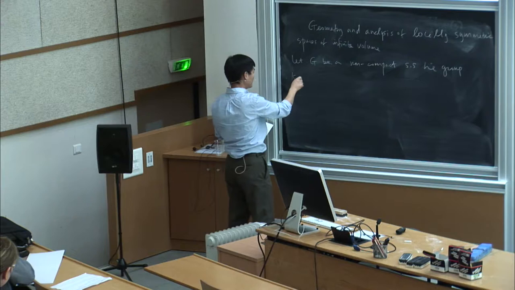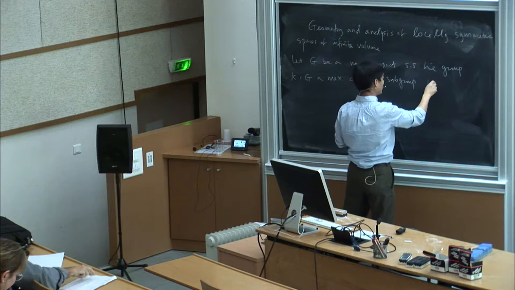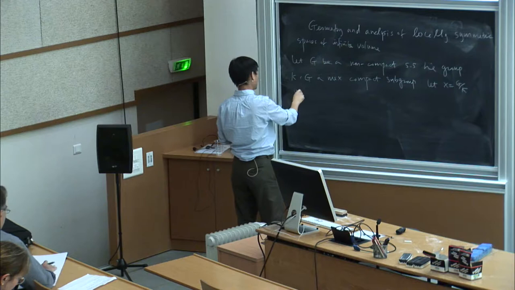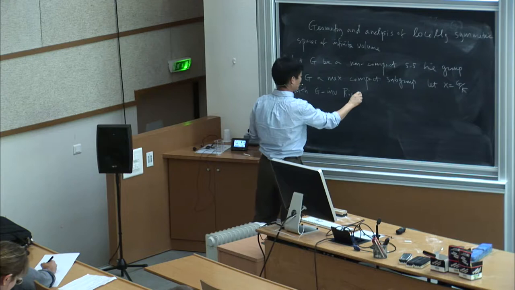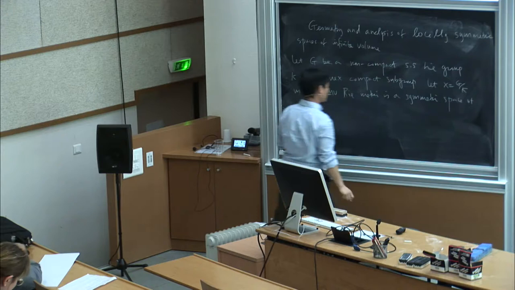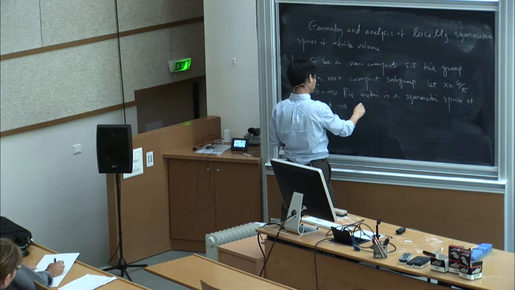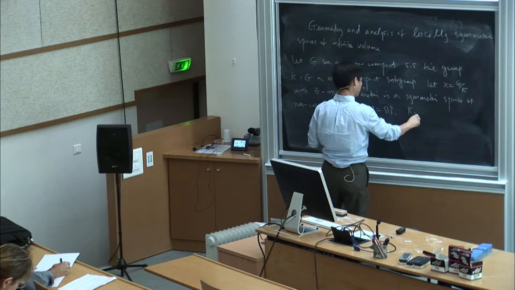Then K is a maximal compact subgroup. Let X be the usual quotient G over K, with any G-invariant Riemannian metric. Then this is a symmetric space of non-compact type. So this in particular implies it's simply connected, and then the sectional curvature is non-positive.